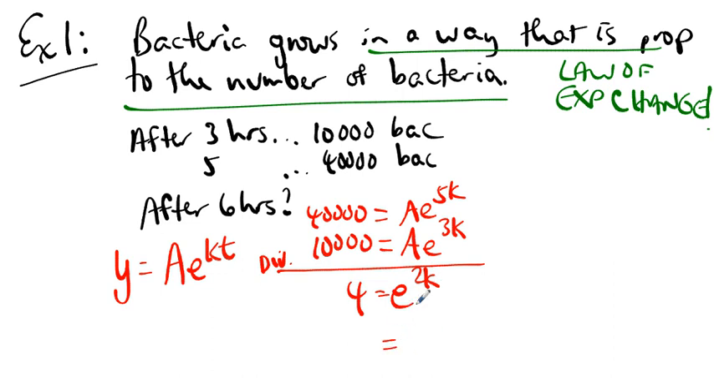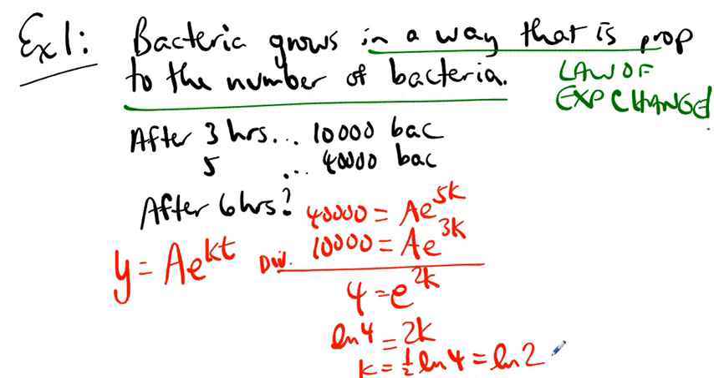So how do you solve? You take a natural log on both sides. And so k turns out to be half the natural log of 4, which happens to be the natural log of 2. Well, what do you do with that? Well, I want to know what's going on after 6 hours. Well, after 6 hours, we've got a e to the k t.